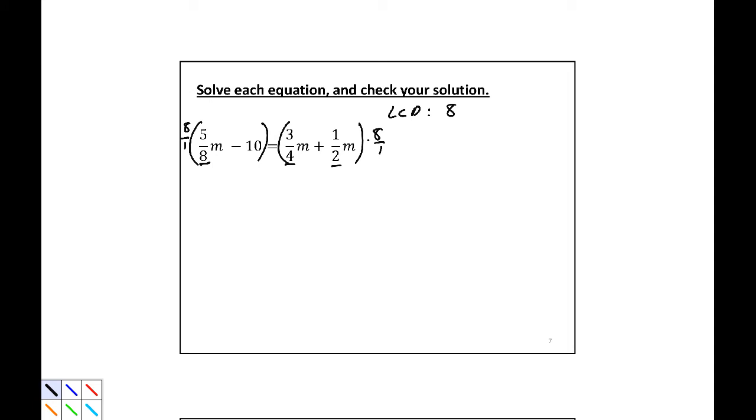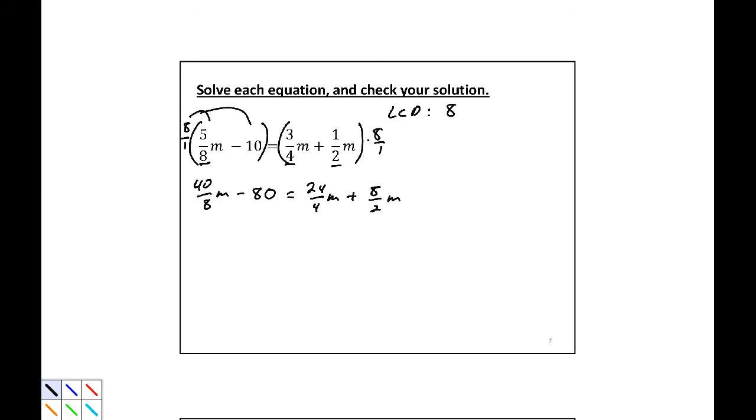So on the left-hand side, that would be 40. So 8 times 5 would be 40 over 8m, minus 80. Again, I'm multiplying by 8 there. And then on the right side, I have 8 times 3, so 24 over 4m, plus 8 times 1 is 8 over 2m, only multiplying by the numerator with that 8.